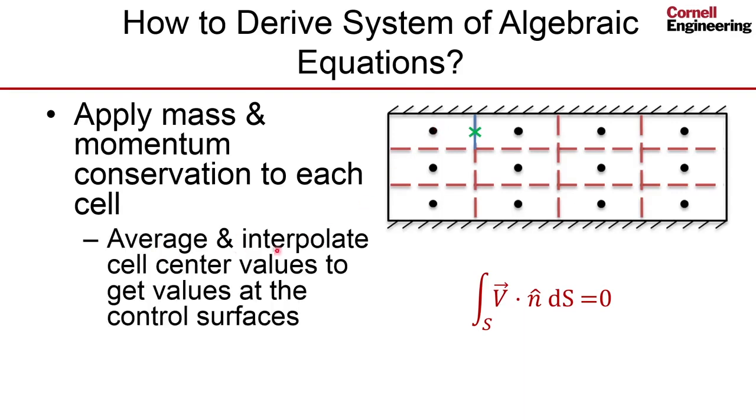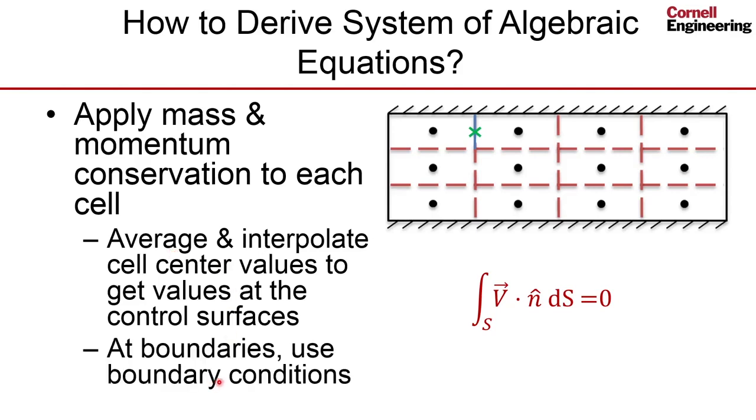So one has to average and interpolate cell center values to get values at the control surfaces, which are called faces in the method. We introduce an error because of the averaging and interpolation, and it's very important what level of error is introduced, and we will take a look at that later. And at the boundaries we use boundary conditions. And we will work through an example to get a better idea of how this works.